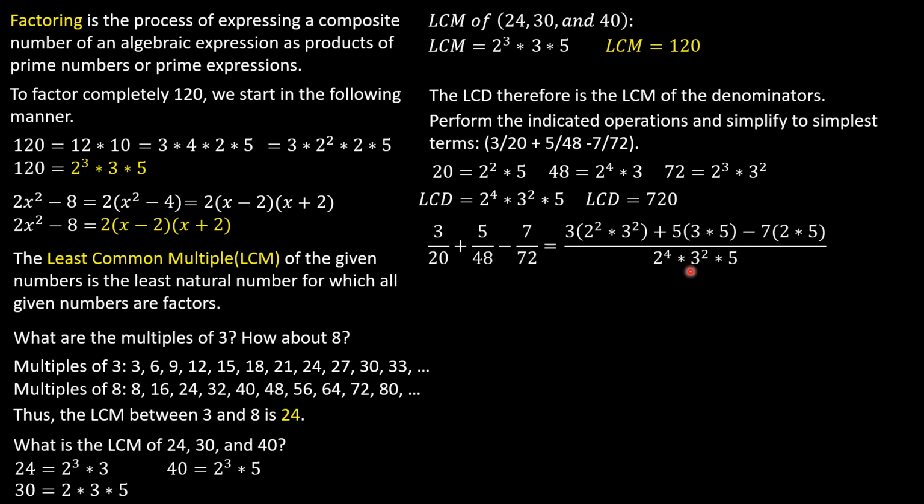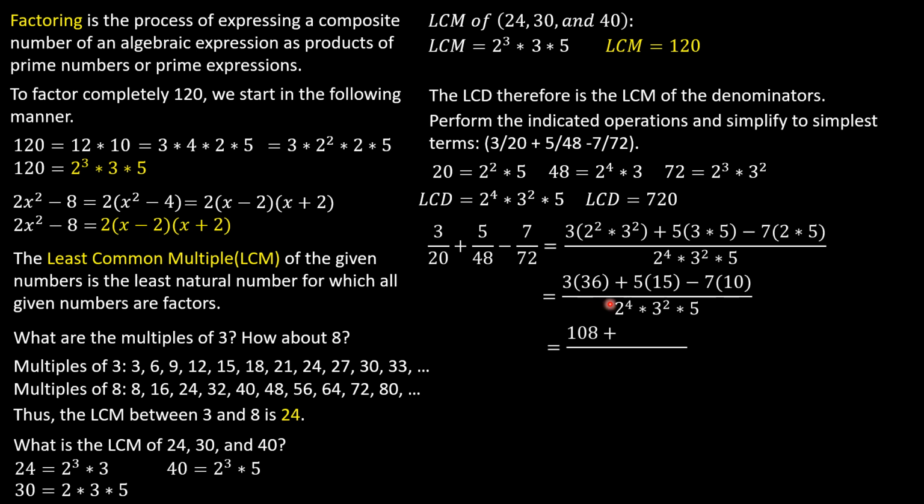Then the LCD, 2 to the 4th times 3 squared times 5, divided by 72, which is 2 cubed times 3 squared. So for 2, there is still 2 left, and there is 5 left. So minus 7 times 2 times 5. So 3 times quantity 2 squared times 3 squared, that's 3 times 4 times 9, 36. 3 times 36. Then plus 5 times 15 minus 7 times 10 divided by the LCD, which is 2 to the 4th times 3 squared times 5, which is 720.